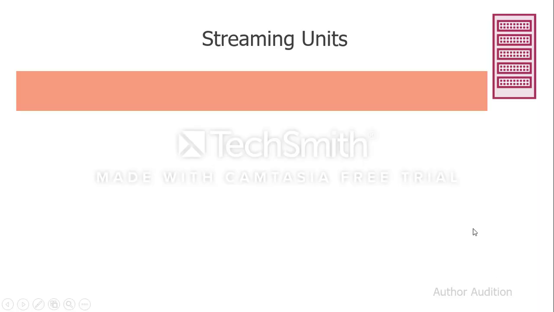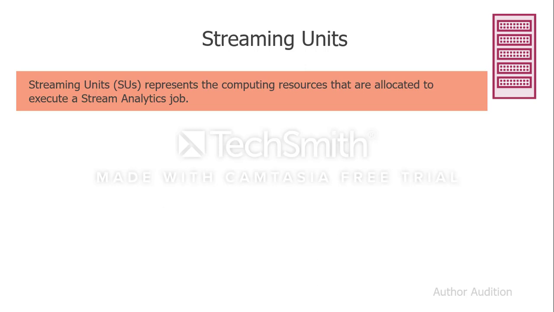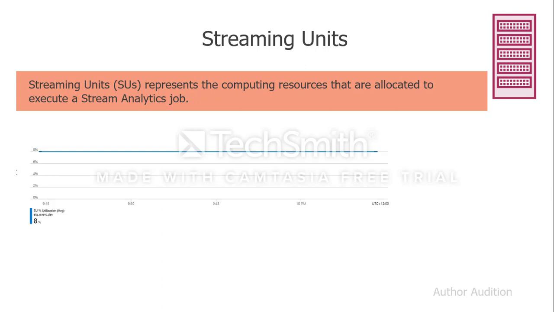Streaming units. Streaming units are presented as the computing resource that is allocated to execute the Stream Analytics job. In other words, it is known as the engine or the compute of the job.